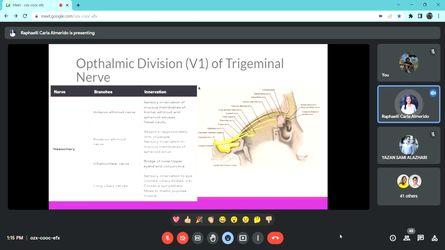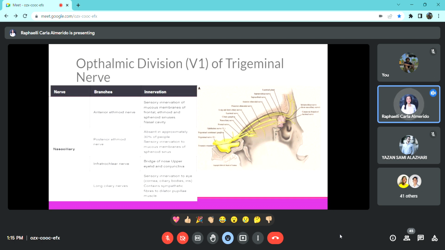For the long ciliary nerve, it innervates the majority of the parts of the eyes, your cornea, the ciliary bodies, and the iris. And it contains sympathetic fibers, okay, that cause dilation of the pupil. Okay, so 4 lang ang branches ng nasociliary.